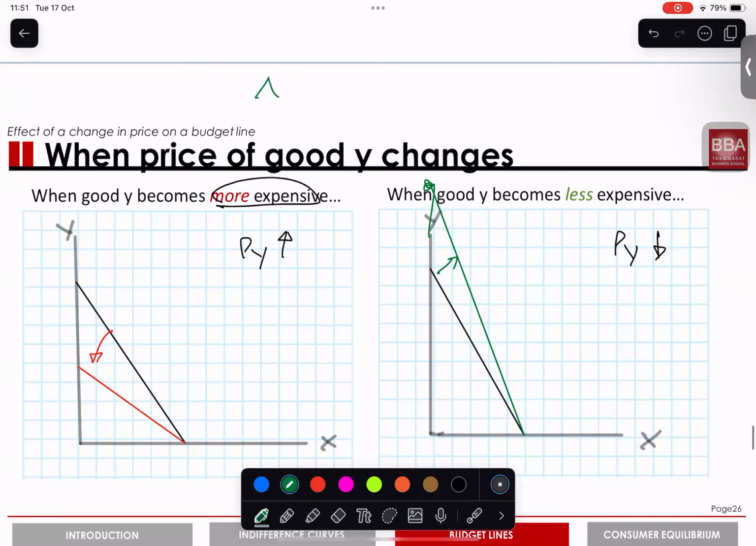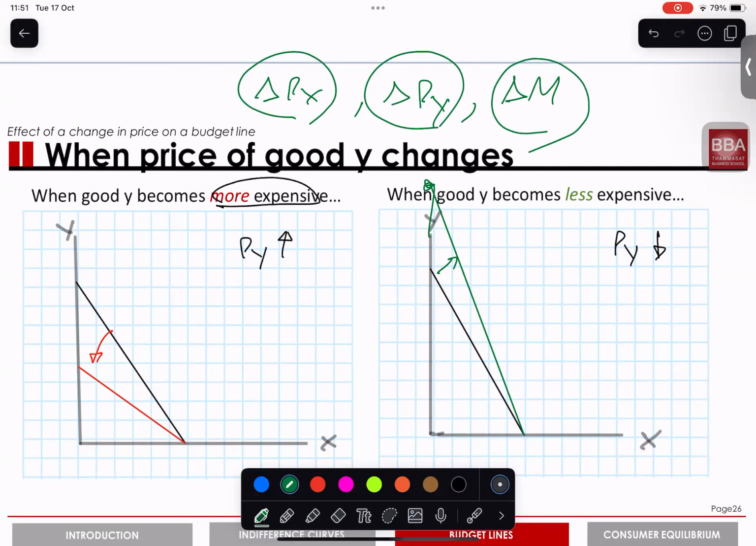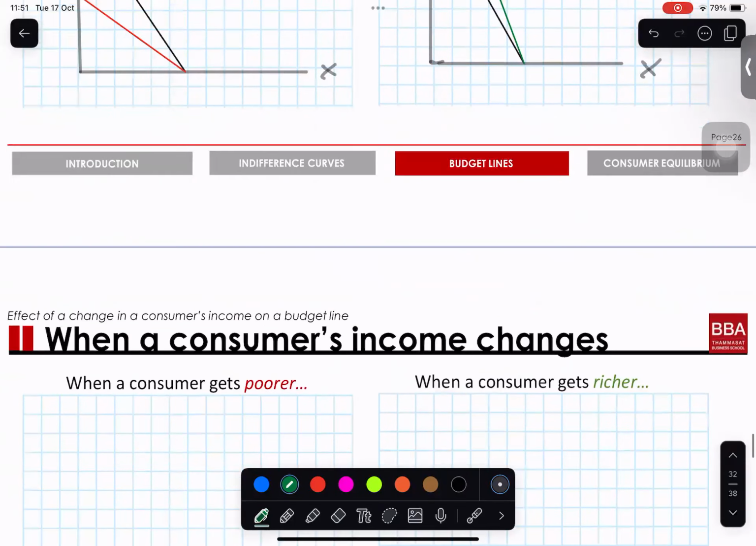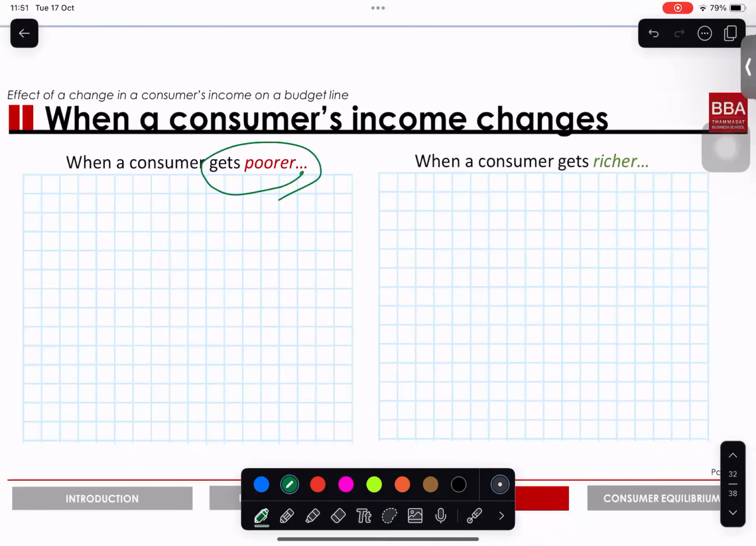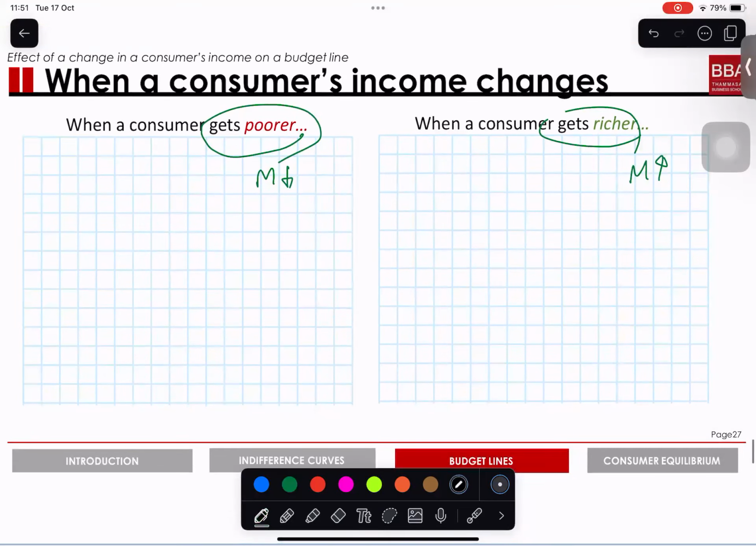Change in PX affects the budget line. Change in PY also affects the budget line. Third, change in his income also affects the budget line. There are three variables that affect his budget line. Now the third variable: when the consumer becomes poorer, M falls. When the consumer becomes richer, M increases. What will happen to the budget line? I think you know already, you can guess. Would the budget line shift outward or shift inward? Let's see.